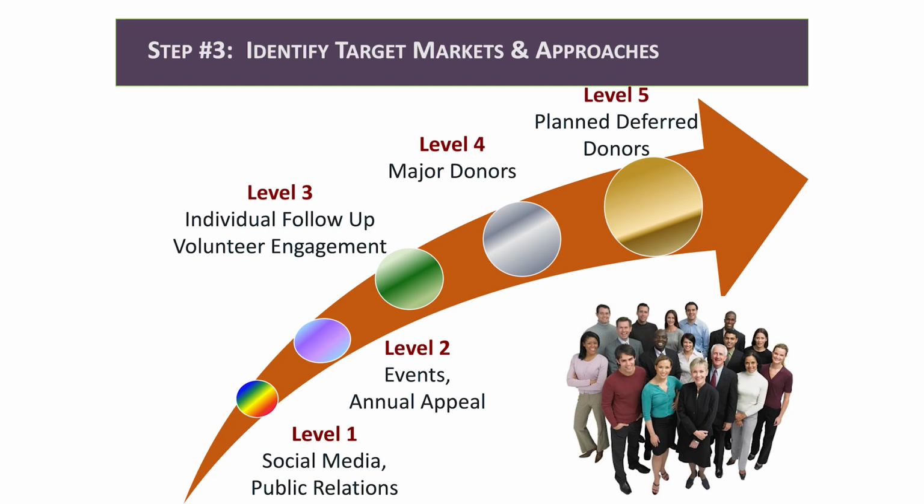So identifying your target markets, now that we figured out how much money we need and for what, now you want to figure out the strategies that you're going to use to identify the donors to get this money. And what this is simply talking about is 5 different levels of donors and the levels of giving. It's important to talk about all of these strategies, because most likely you're going to need to implement a variety of these strategies in your development plan.